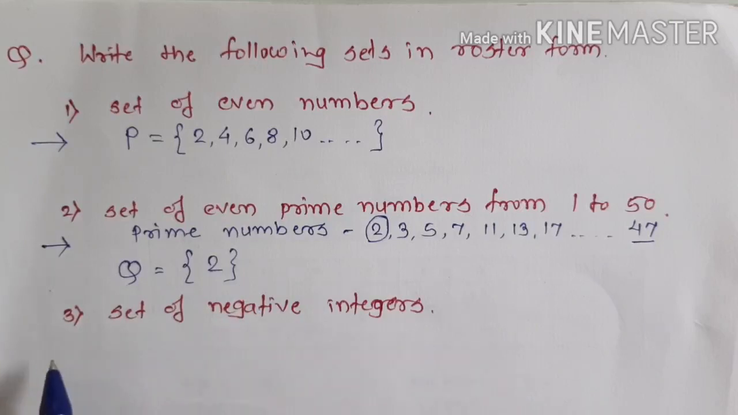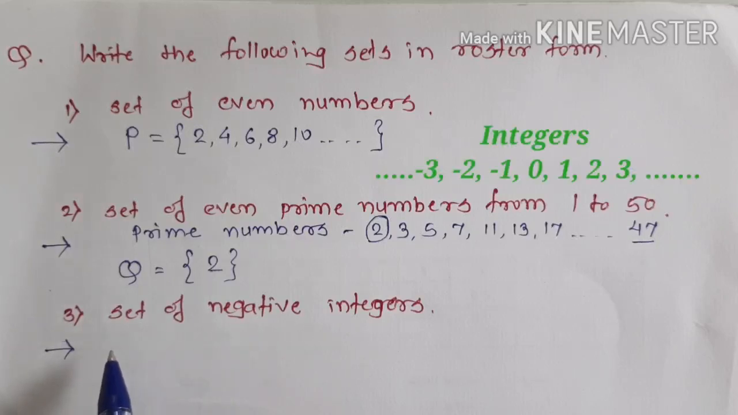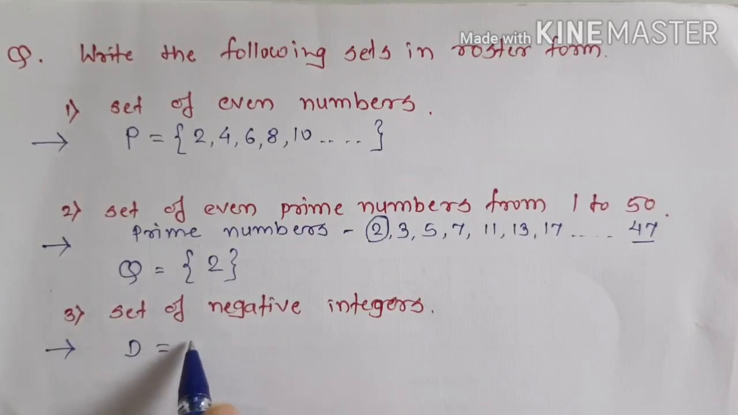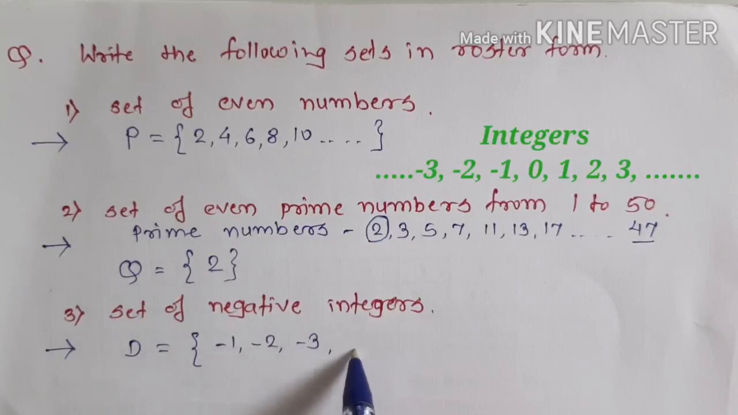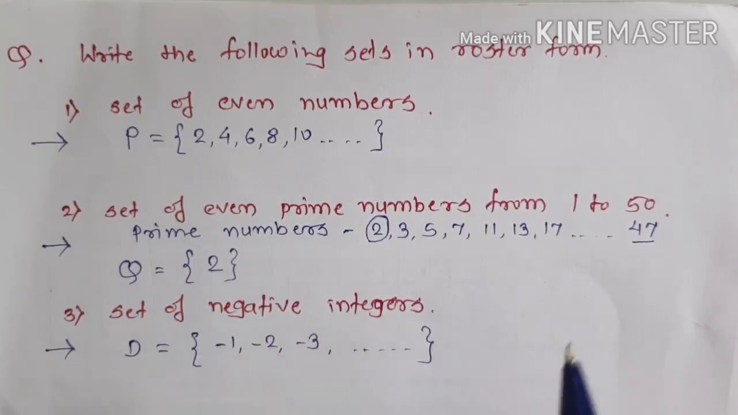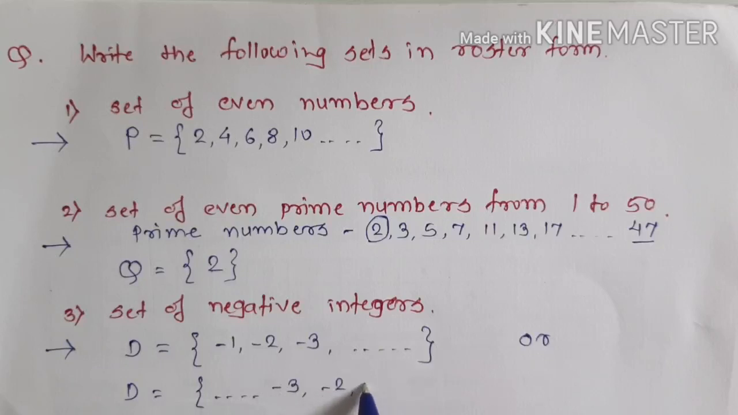Now the next question is the set of all negative integers. We know the integers, and out of that we want only negative integers. Let us name the set first. Let it be capital D is equal to. Now we want negative integers, so we can start with -1, -2, -3 up to infinity. So this is an infinite set. Or we can also write this set from infinity to -3, -2, -1. So in any way we can write the set. As the sequence is not important, we have to only consider all the elements in that set.